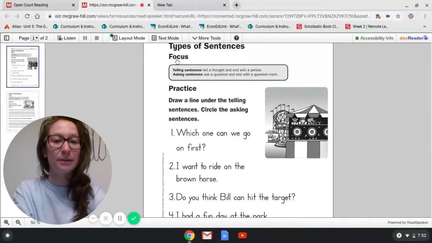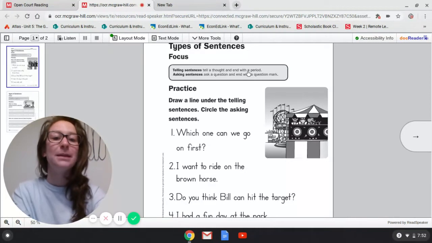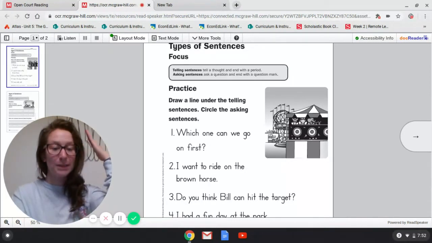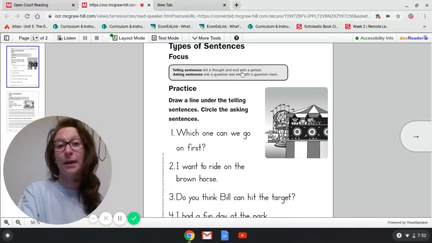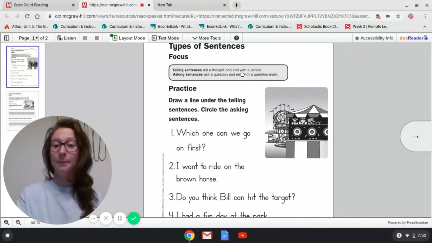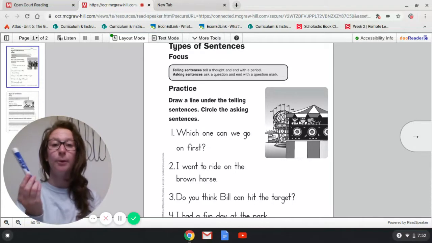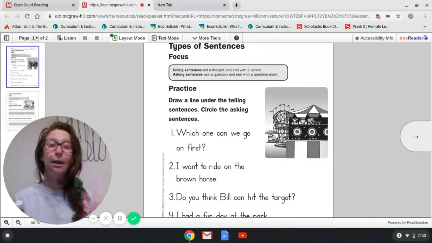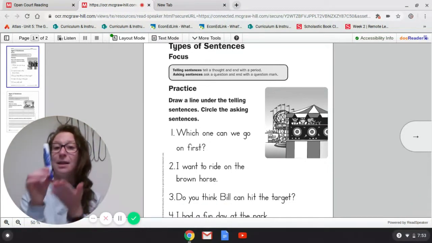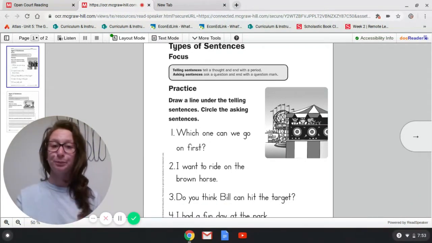It says focus, telling sentences, tell a thought and end with a period. So that means telling someone what's inside your brain in a complete sentence and end it with a period. So you could say, my marker is blue. I'm not excited about it. I'm not asking a question. It's just stating a fact that this marker is blue.